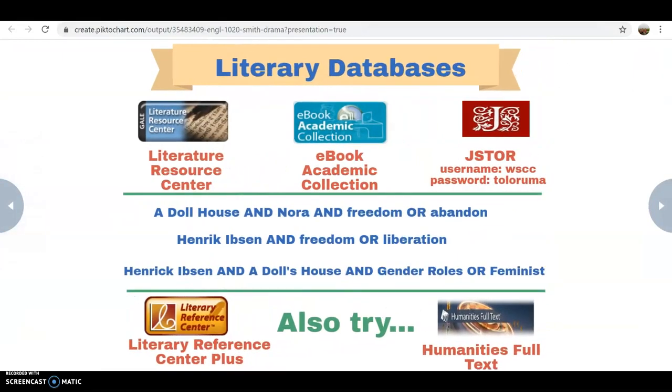All right, so if you're still awake, this last slide, well, second to the last slide really, is very important. These are the 5 databases that are going to be most helpful for your English 1020 class. So you might have already looked at short stories. You might be examining poetry at some point. You're looking at drama now. So all of these are good for different types of writing. Now, like I said, I've sent those videos out on Literature Resource Center, eBook Academic Collection, and JSTOR. Literary Reference Center Plus and Humanities Full Text are also helpful.